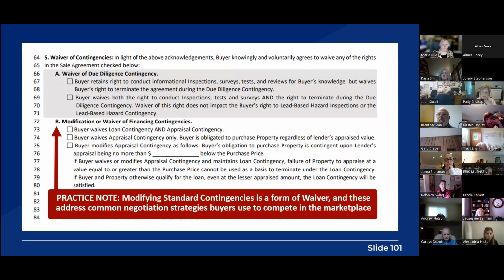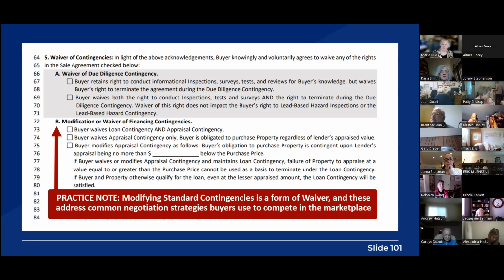And then modification or waiver. Modifying standard contingencies is a form of a waiver, and these address the common negotiation strategies buyers use to compete in the marketplace. So the buyer waives the loan contingency and appraisal, or they waive the appraisal contingency, and the buyer is obligated to purchase regardless of the lender's appraisal value.